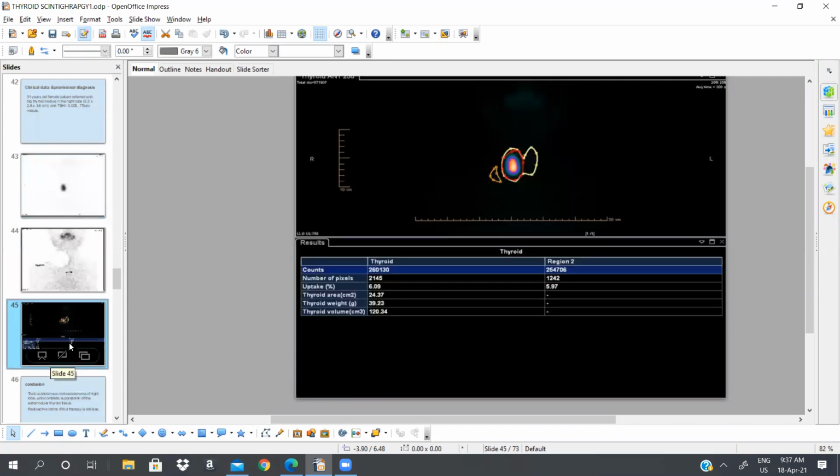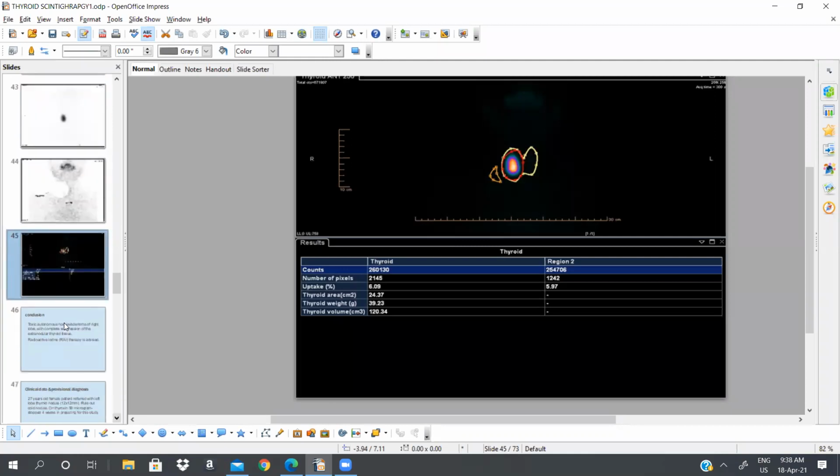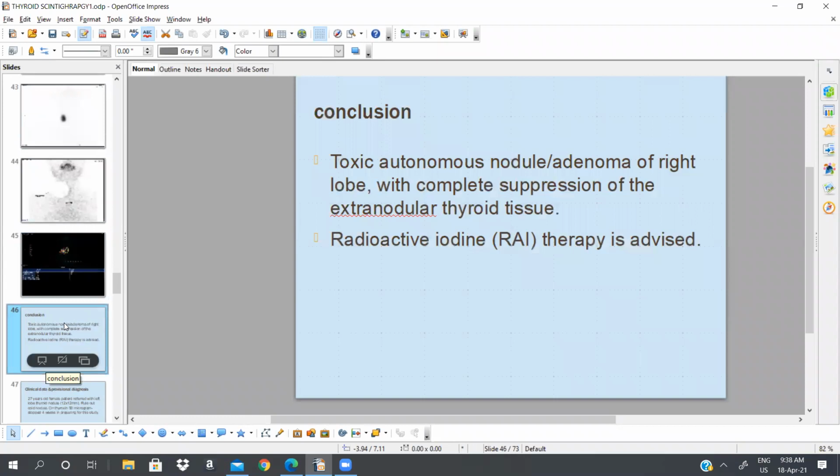And here, of course, the percentage uptake is 6%, above the upper limits of normal. Okay, so this is the conclusion in this case. We call it toxic autonomous nodule or adenoma of the right lobe with complete suppression of the extranodular thyroid tissue. As you see, there is nothing seen. It is suppressed. Why? Because this is autonomous and toxic.